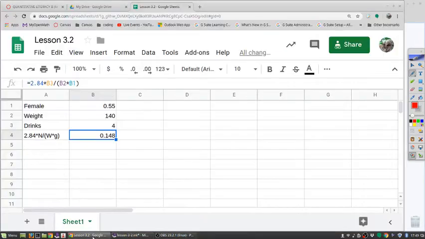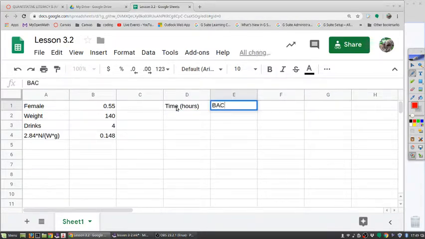So back here. Next, let's go off to the side. I'm going to make a time column, and time is going to be in hours. We should always label what we do. And this is the person's BAC. Right when they start drinking, that's 0. And then 1 hour, 2 hours, 3 hours, 4 hours. This equation is a little fuzzy at the beginning, and we can talk about why in just a moment.